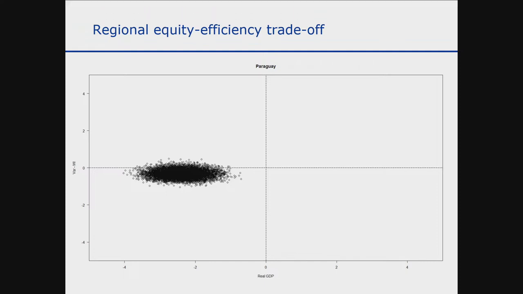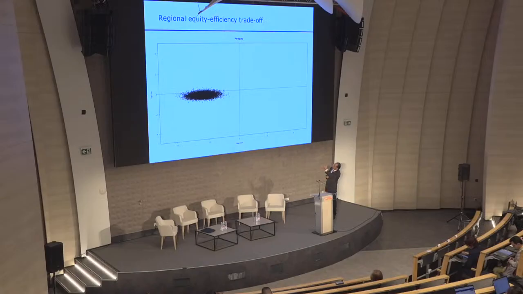So in this case, given a scenario of climate change, it tells you that the Paraguayan economy would tend to lose in terms of GDP and have a small reduction in regional inequality. So we are also able to get these trade-offs, right?